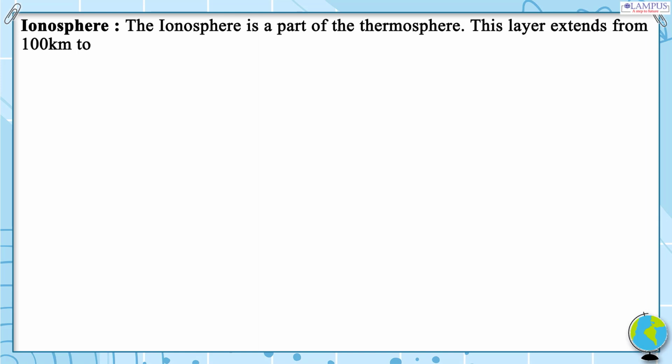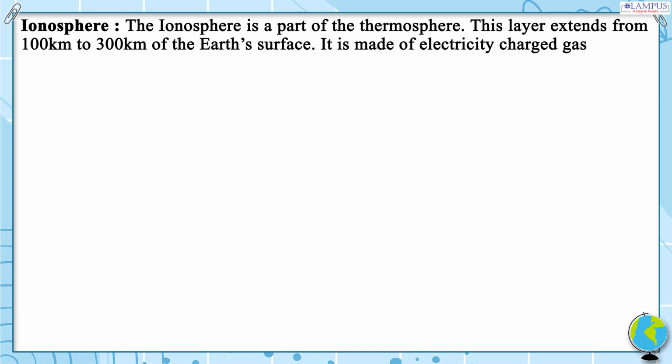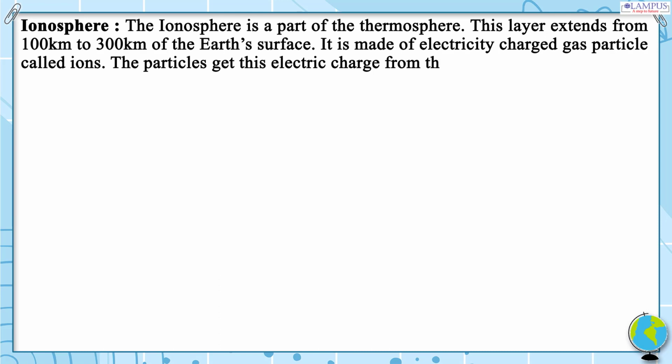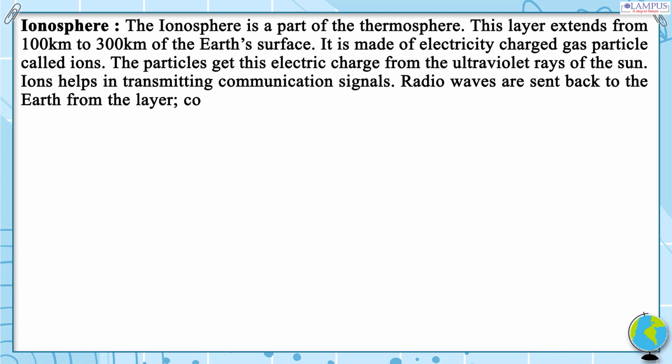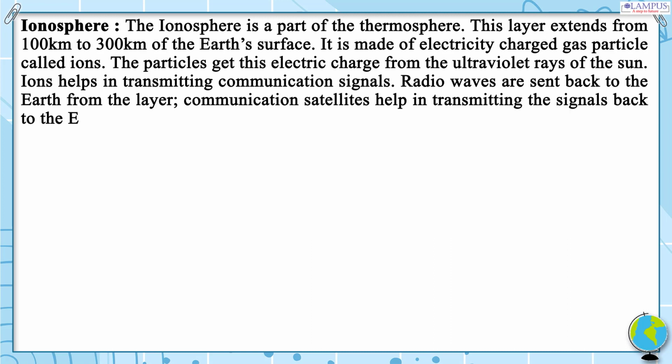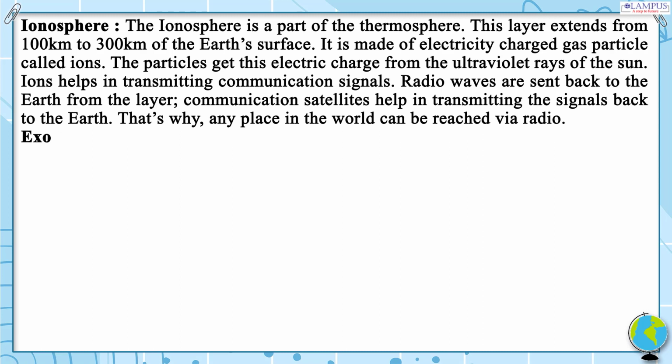Ionosphere. The ionosphere is a part of the thermosphere. This layer extends from 100 kilometers to 300 kilometers above the Earth's surface. It is made of electrically charged gas particles called ions. The particles get this electric charge from the ultraviolet rays of the sun. Ions help in transmitting communication signals. Radio waves are sent back to the Earth from the layer. Communication satellites help in transmitting the signals back to the Earth. That's why any place in the world can be reached via radio.